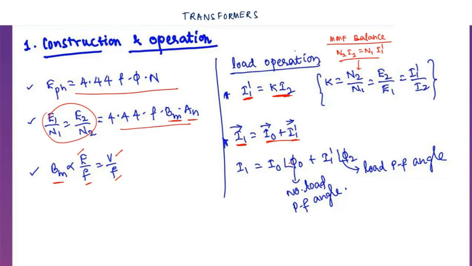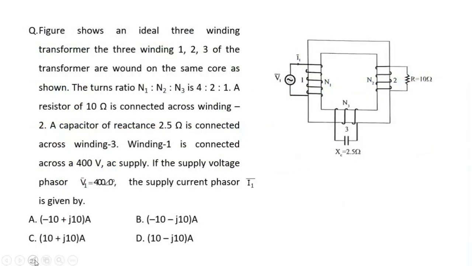Generally, the phi naught is going to be lagging with respect to voltage, because generally, the core nature is inductive nature, and hence it is going to be lagging. And coming to the phi 2, it can be leading or lagging based on the load. If it is capacitive load, it will be plus phi 2. If it is inductive load, it will be minus phi 2. Okay. Right. So that's what I have written here: no load power factor angle and load power factor angle. Let us have one question on this one.